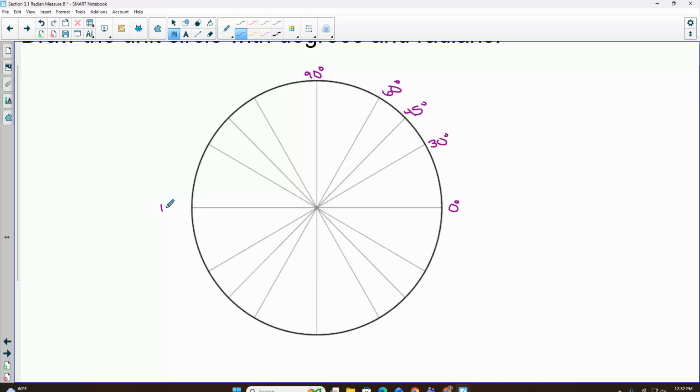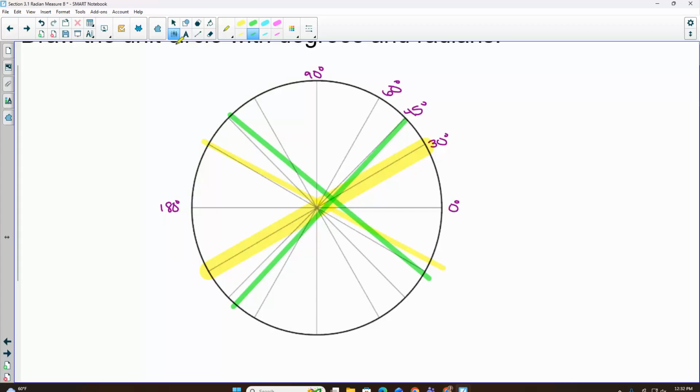180. And then remember, when we talked about this, we used reference angles. We said, okay, think about these are all 30 degrees from the x-axis. These were 45 degrees, if I could draw a straight line. And these are 60 degrees. So then we used our reference angles to fill in the rest.